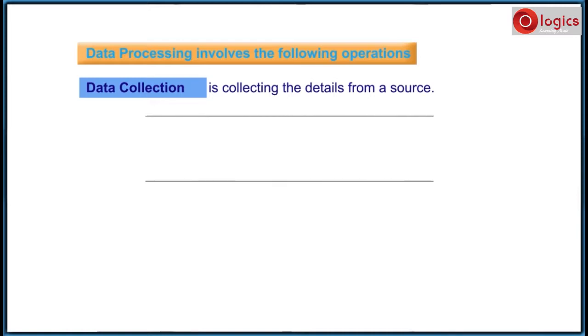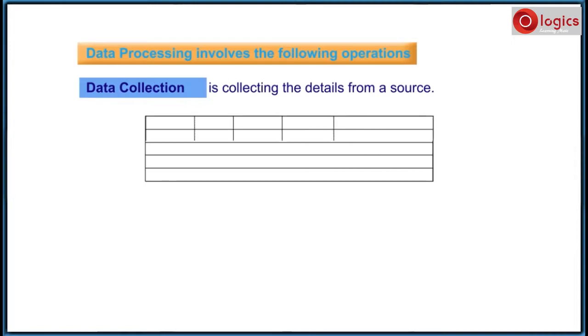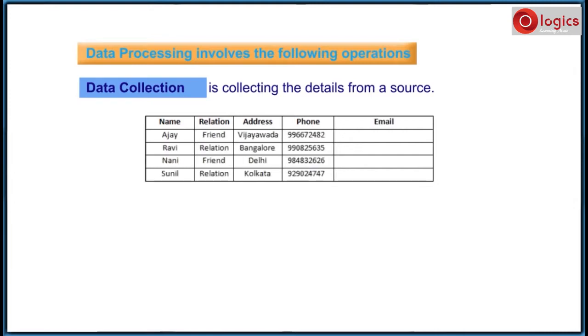For example, you want to create an address book of your friends and relatives. First of all, collect the details, that is data of them. Here I am framing the data collection in table format. Name, relation, address, phone and email. This is my data collection. My first record is Ajay, a relation with me as a friend, address, phone number, and this is email.